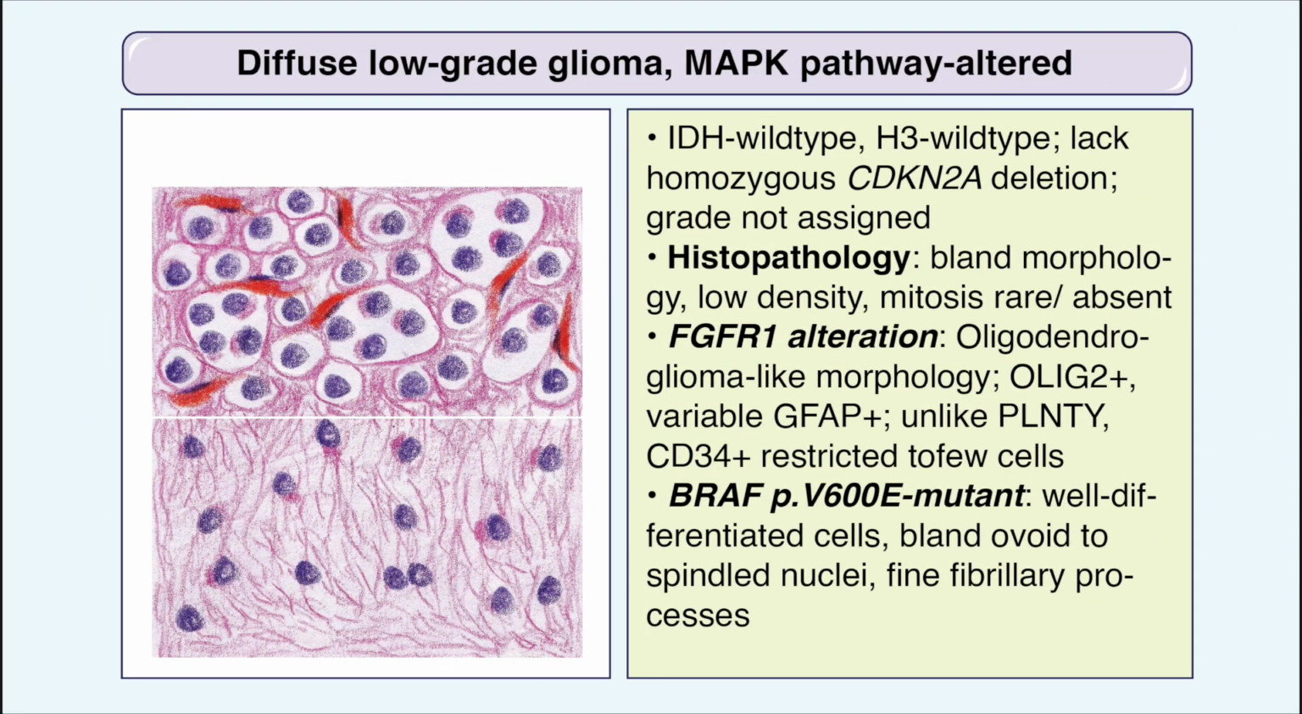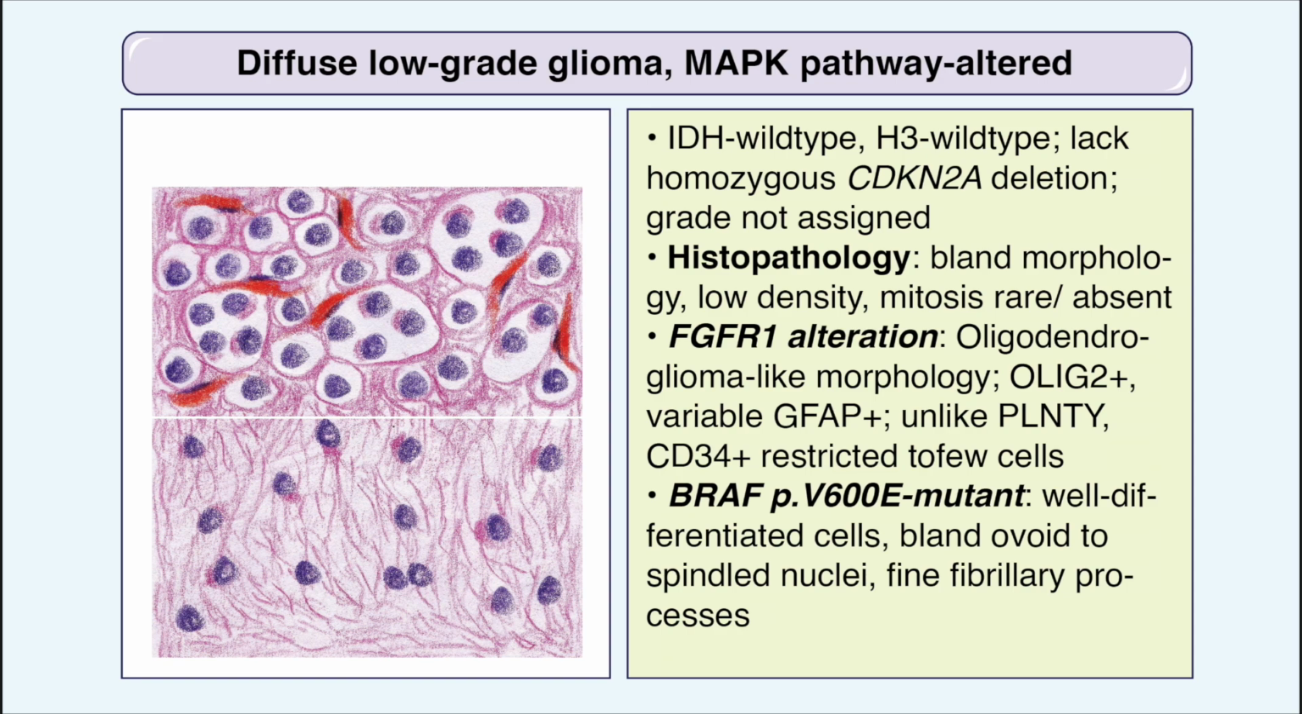Diffuse low-grade glioma, MAP kinase pathway altered. These tumors are IDH-wildtype and H3-wildtype. They lack homozygous deletion of CDKN2A. Despite the diffuse nature, the tumor seems to have a better outcome. The WHO grade hasn't yet been assigned for these tumors.